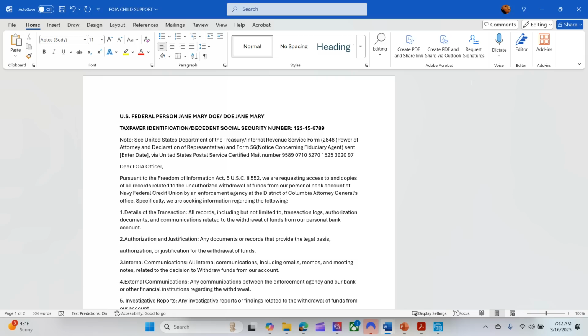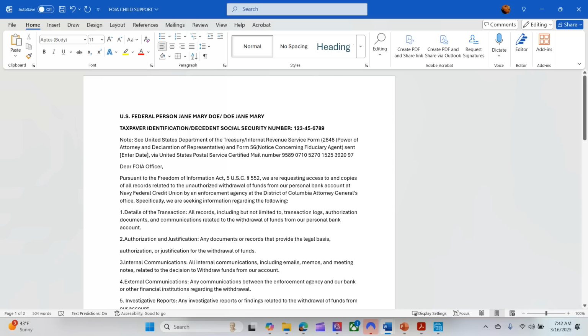Okay, and so what I decided to do for the client is I did a FOIA request to the Attorney General's office, and I'm going to read it to you, okay? The FOIA request says U.S. federal person Jane Mary Doe. Obviously, this is an example. So you would write your name first, middle, last, and then you would write your name the way that it is written on your driver's license.